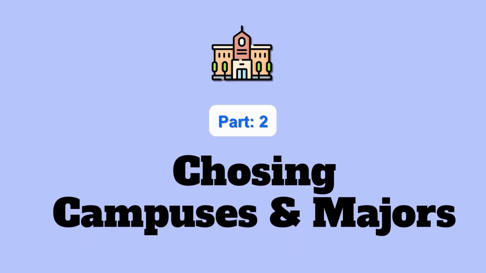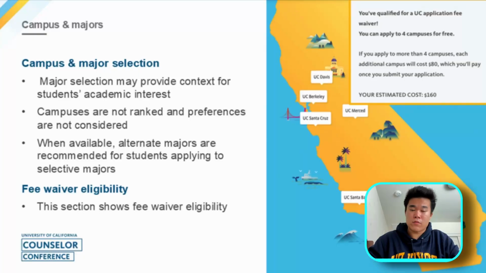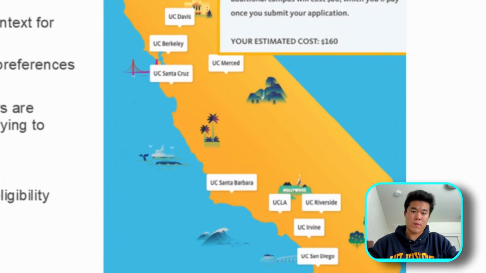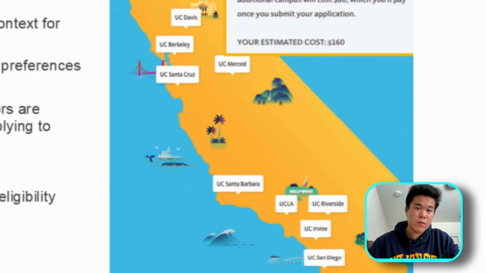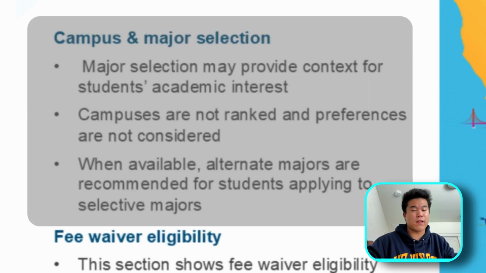Next up on your application is choosing campuses and majors. The campus part of this is pretty straightforward. There are 9 UC campuses for undergraduates and you can choose however many you want to apply to. You can apply to all of them or you can apply to only UCLA, for example.